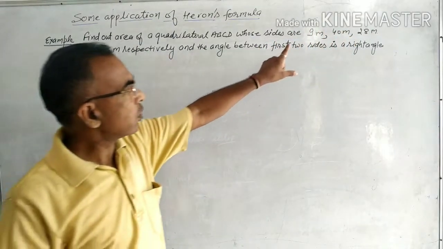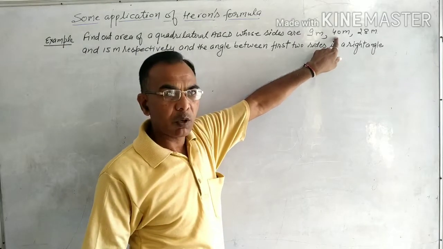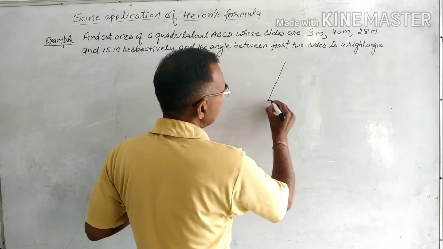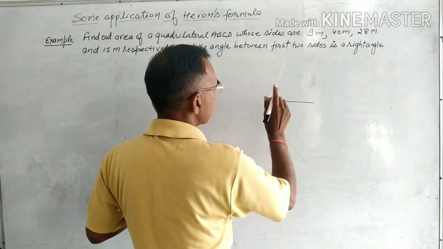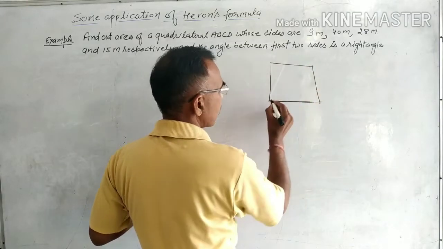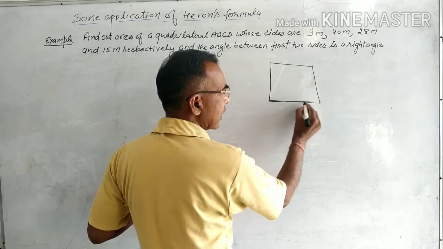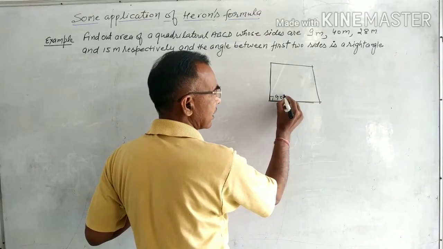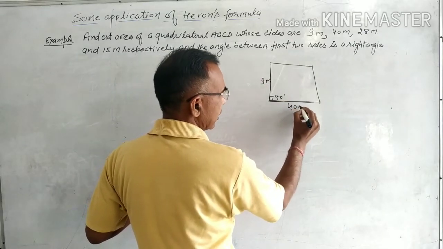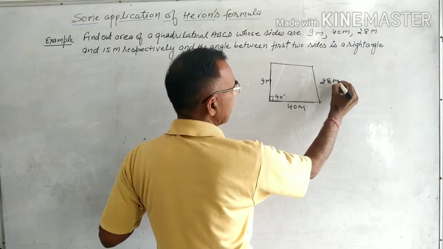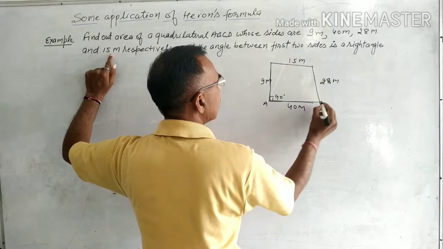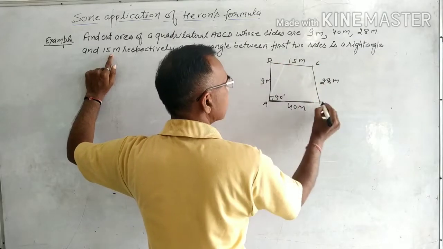Then first you draw a figure of the quadrilateral according to the problem. This is the quadrilateral. The angle between the first two sides is 90 degrees, that means this angle is 90 degrees. So the sides are 9 meter, 40 meter, 28 meter and 15 meter. Quadrilateral ABCD.